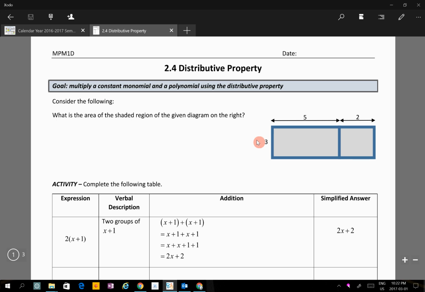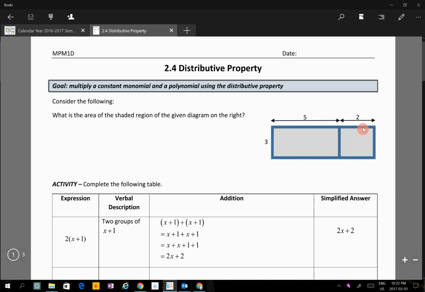So here's section 2.4, the distributive property. The goal for this lesson is to multiply a constant monomial and polynomial using what we call the distributive property. Before we get into what the distributive property is, we're going to consider the following. What is the area of the shaded region of the given diagram on the right?